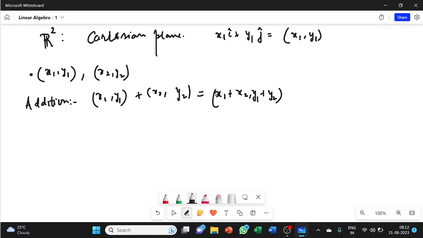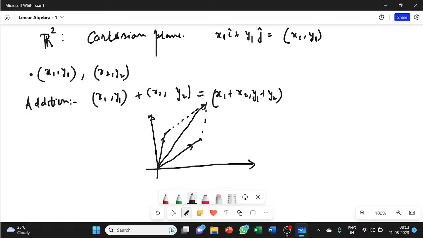Okay, this is how I'm going to define the addition. That is, in the space, if I have this vector x1 comma y1, let's say this is my x1 comma y1, and let us say this is my x2 comma y2. If I want to add, I'll use the parallelogram law of vector addition. Then this particular point would be x1 plus x2 comma y1 plus y2.